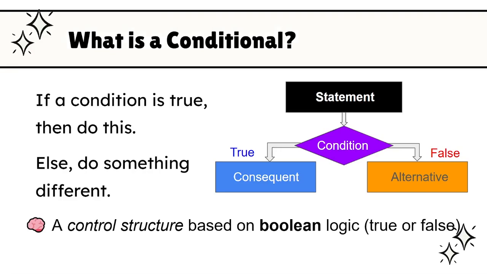So before we continue with the actual coding, we have to understand this word conditional. Conditional is a fancy way of saying an if-else statement, or if-then-else. So if a condition is true, then do this. Else, do something different. It's a control structure that's based on Boolean logic, and Boolean is just a really fancy way of saying true or false. So when you say, "Oh, it's a Boolean variable," it means it deals with true and false values. That's all.